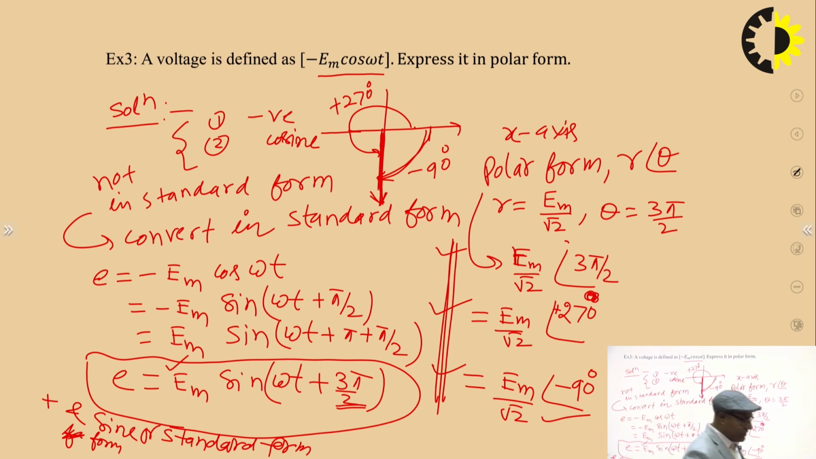So to sum up this lecture, we have discussed what is the polar form of an AC quantity, what is the rectangular form, and how we can go from one form to any form of representation of an alternating quantity. So this is all for today.